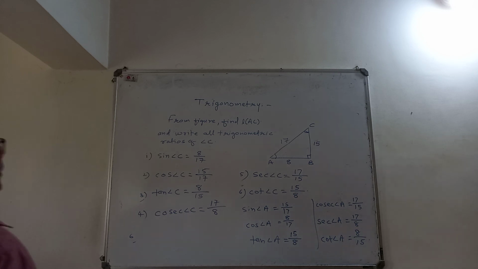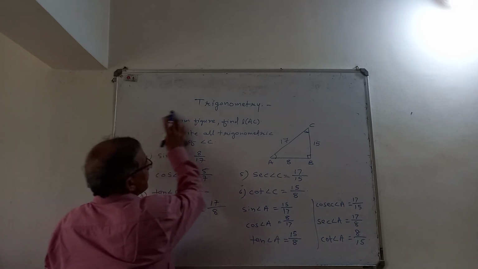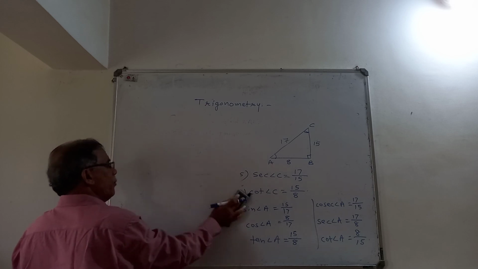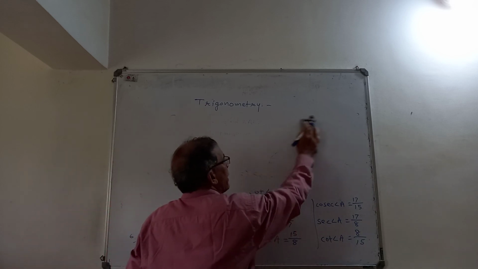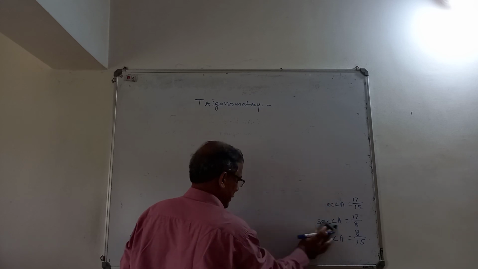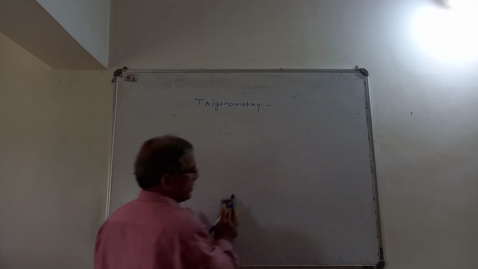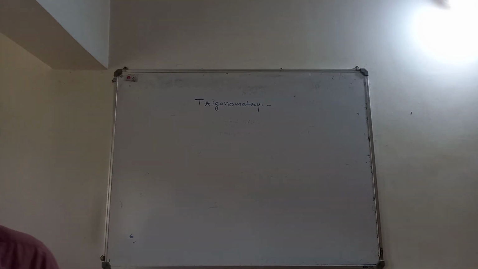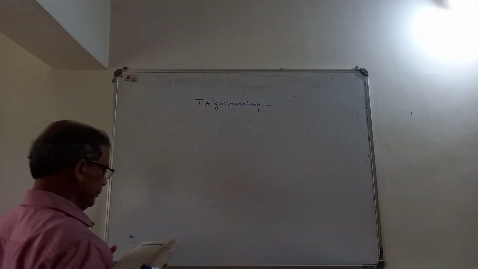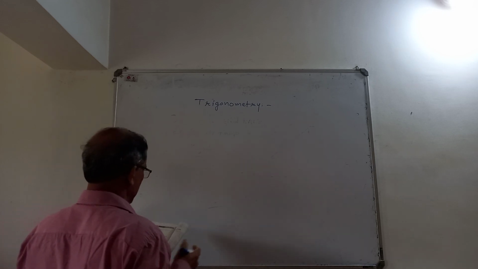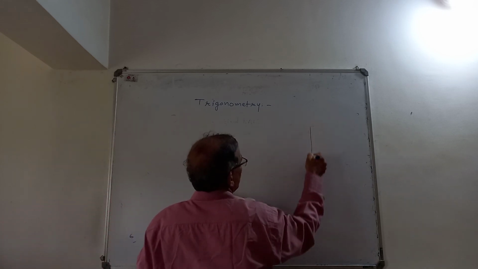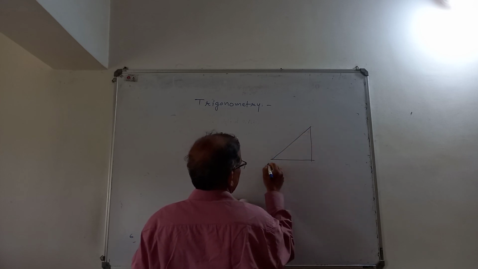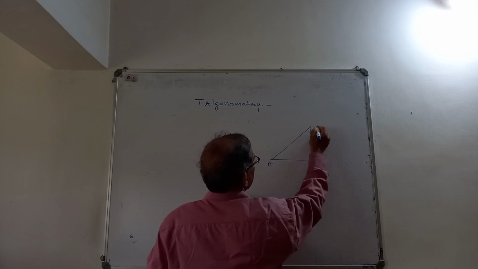Now, the same questions. You may be given one ratio and then you may be asked to find the remaining ratios. Now how that is, I shall give you an example here. Okay, see. Suppose this is the triangle given, A, B, C.